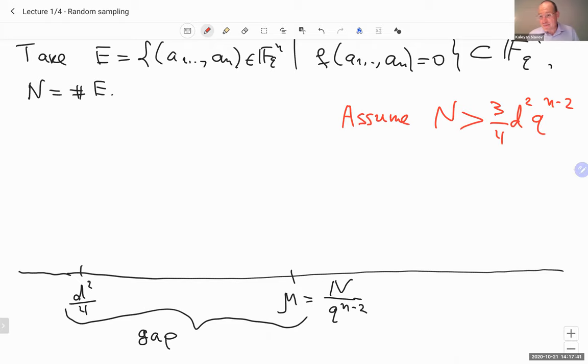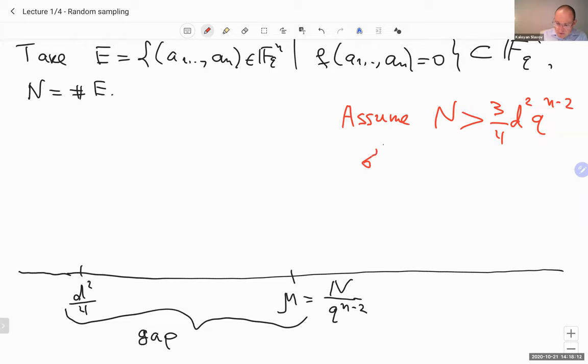It's a very weak assumption, yes, because n is supposed to be around q to the n minus 1. So n will be roughly q times the right-hand side. Of course, I can assume that n is greater than that quantity. So let's make this assumption. Then notice n divided by q to the n minus 2, the mean, will be there will be a gap between the mean and this d square over 4. So we achieve this gap.